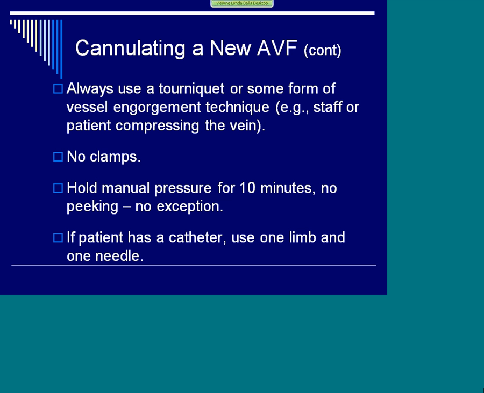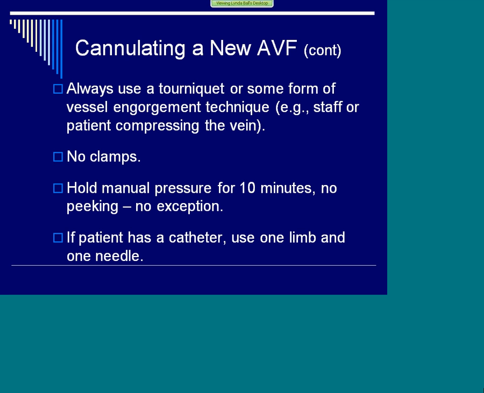This is to help reduce that oozing that might be occurring into the tissues and that big, awful bruising that you see on patients when they come back and half their arm is dark purple the next time they come in. You're always going to use a tourniquet or some kind of vessel engorgement device. That is your hand. Teach your patient to compress their vessel, not occlude it, but slow it, back it up so that you can get the needles in. Remember, no clamps, manual pressure, 10 minutes.